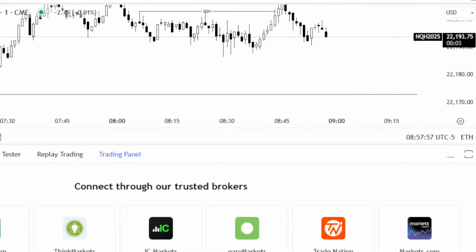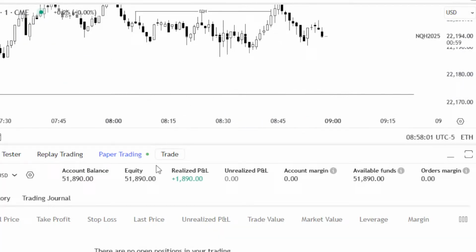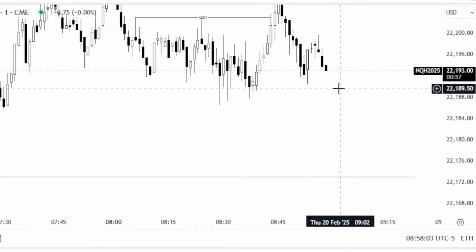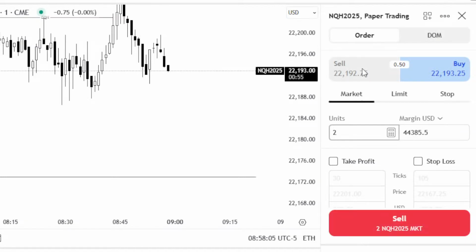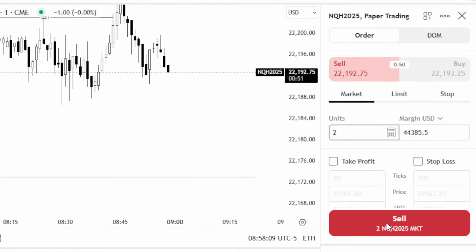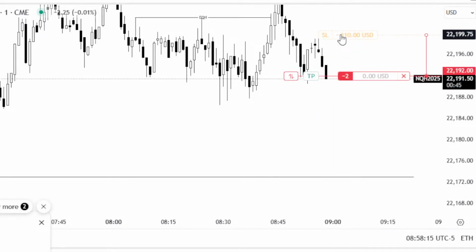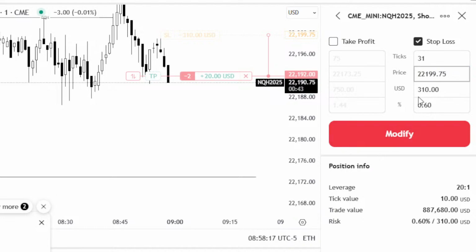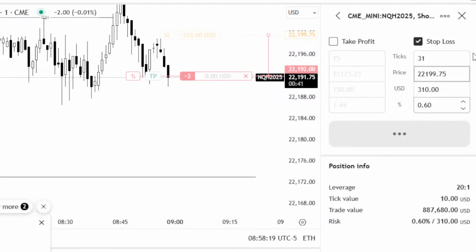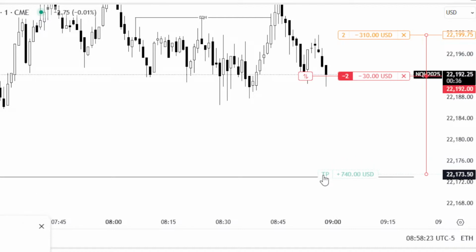Probably need to connect to this. Okay, let's see if we can pull up into this candle. Okay, let's just take it. Stop loss is right there. Take profit, we'll put it back down here.